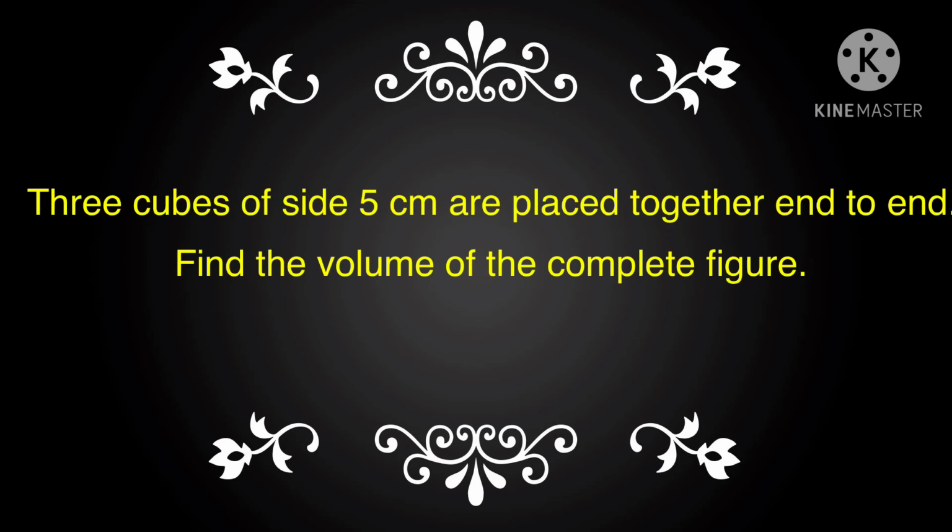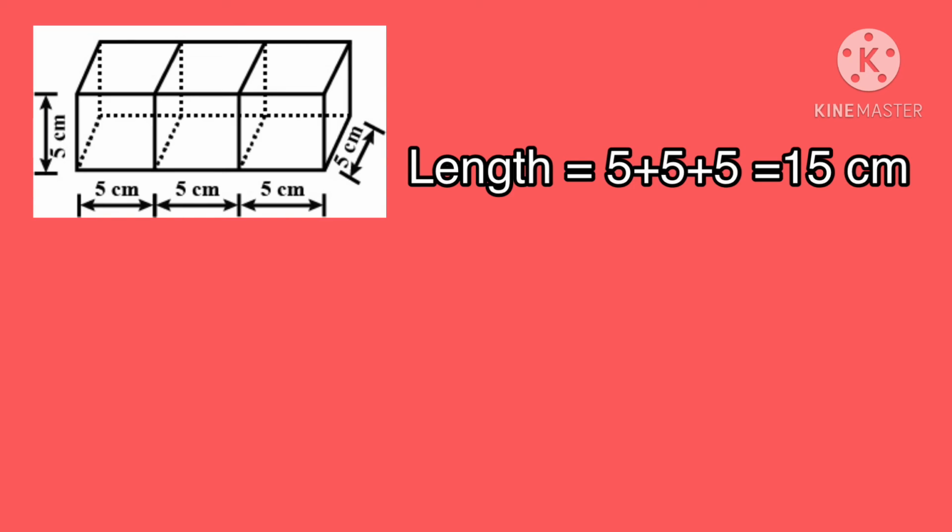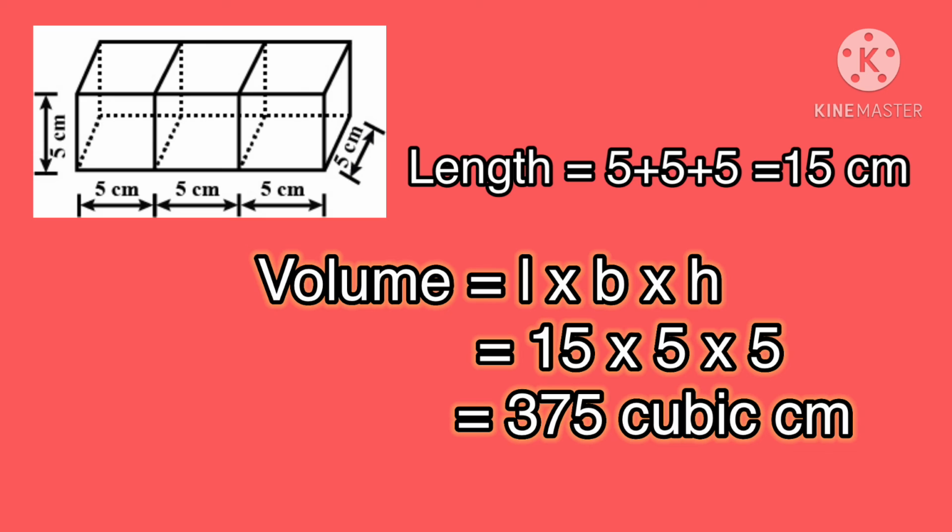And now let us discuss one more problem. 3 cubes of side 5 centimeter are placed together end to end. Find the volume of the complete figure. Now in this question, we know that if we join 3 cubes of 5 centimeter side with each other, then we will get a cuboid whose length is 15 centimeter, means 5 plus 5 plus 5. And on multiplication, 15 into 5 into 5, we will get 375 cubic centimeter, which will be the volume of that new cuboid.